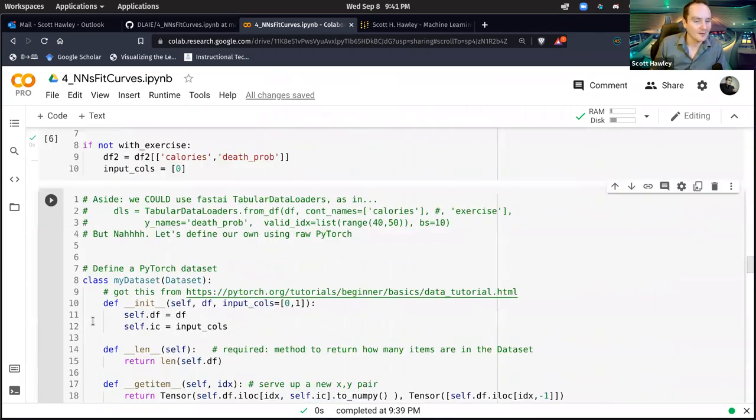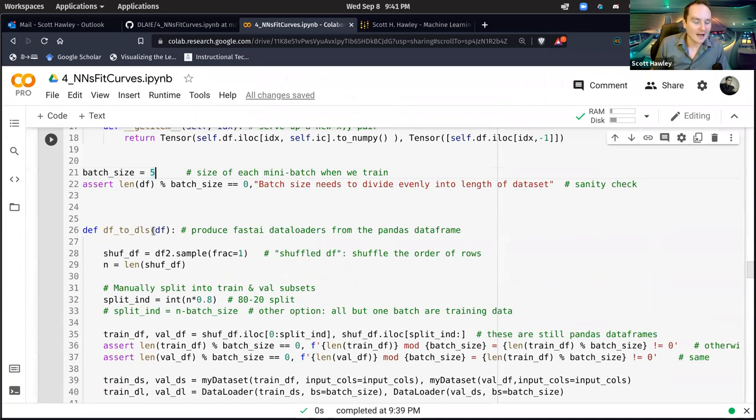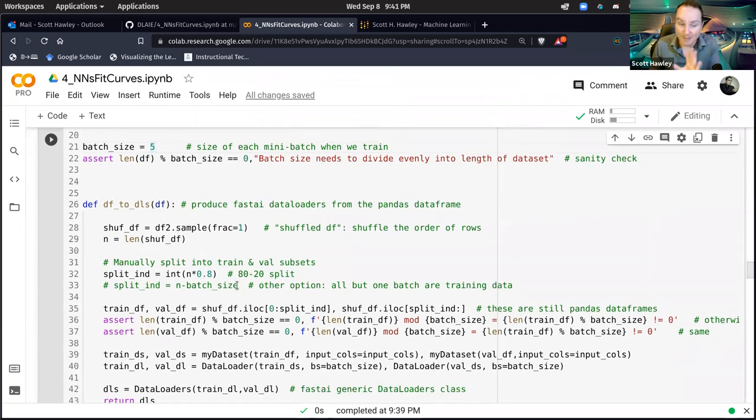That works out well. Then I make this little thing called DF to DLS. The DLS is the data loaders from FastAI that you may remember. All we do is pass in a data frame, which is our data points, and we're going to shuffle the order of the rows. Shuffling is good, and sampling does that. Then we're going to split it manually.